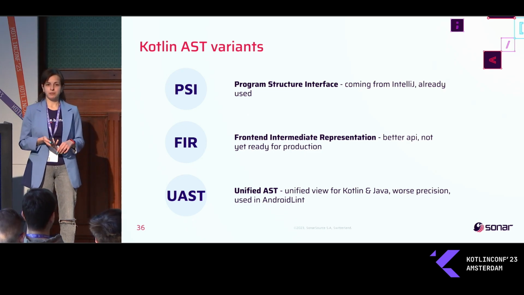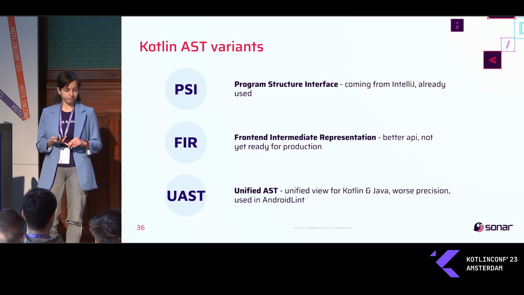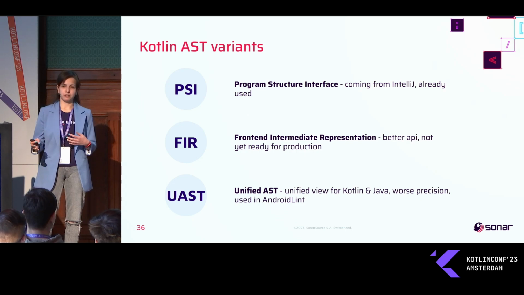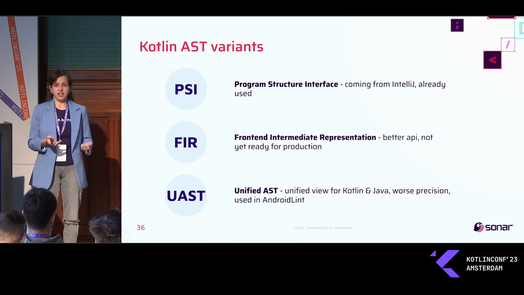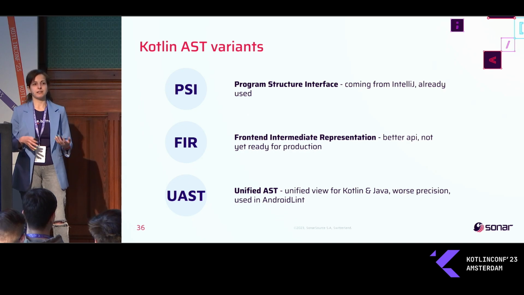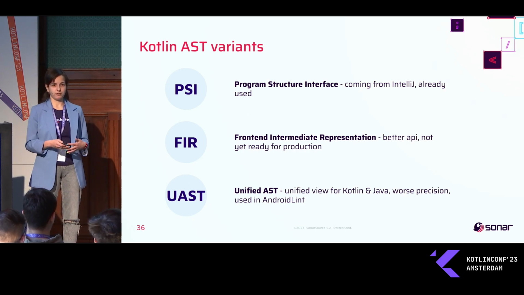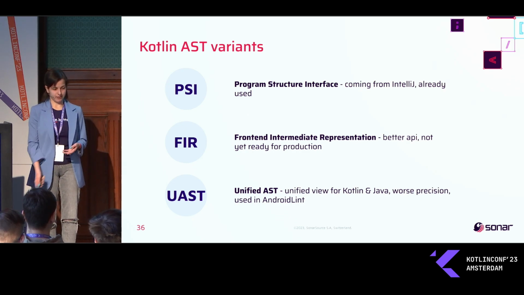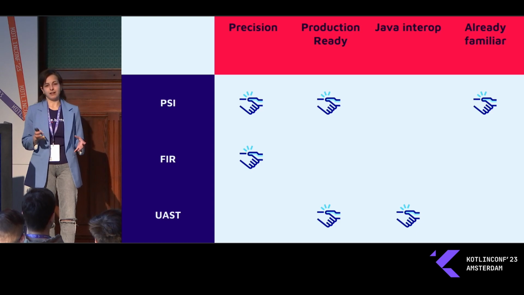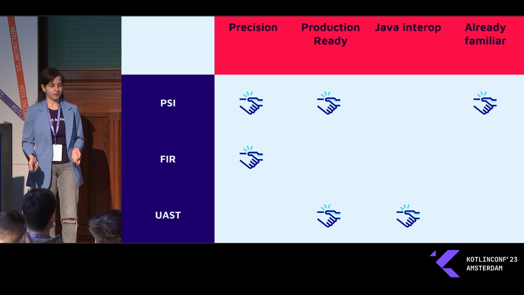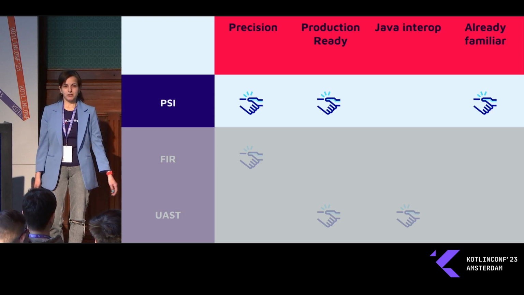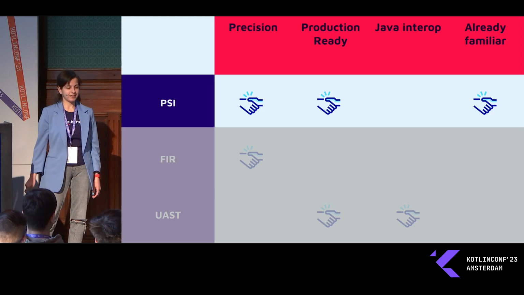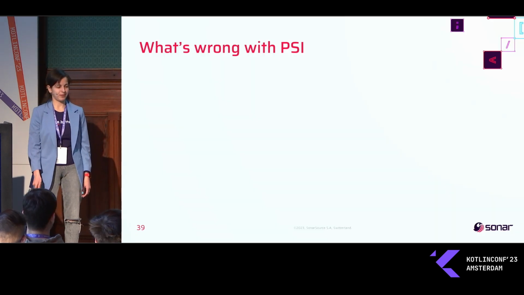And another, third possible solution was a unified AST. This is actually a representation of AST that is similar for Java and Kotlin, used in Android Lint. There is another problem: because it's the same for Java and Kotlin, the precision is low. So if you want to have some rules about the syntax, we could not rely on this. So it was easy to have some table to compare the stuff, and the obvious winner was PSI. So we decided to go for PSI. But that was not that easy, because there's something wrong with PSI.